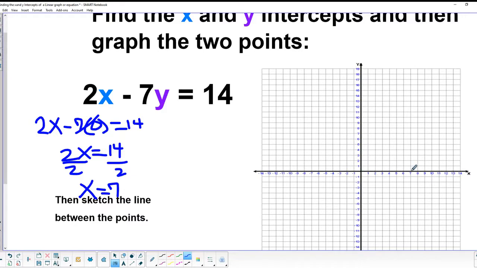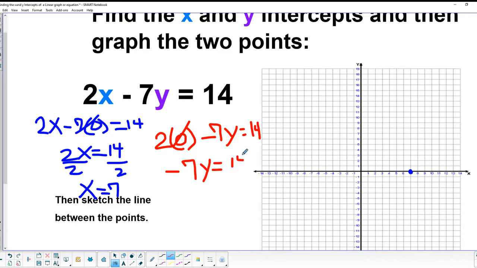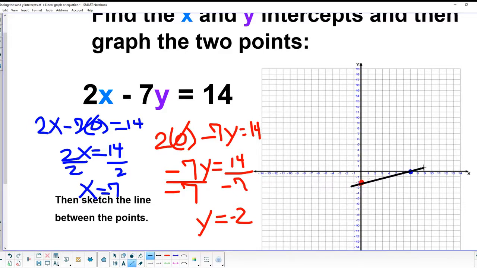So let's go ahead and graph that. Over 7, up 0. There's the x-intercept. Let's find the y-intercept. We will put in a 0 for x this time and resolve the same equation, this time for y. This cancels out, and I'm left with negative 7y equals 14. Divide both sides by negative 7, and that's going to give us a y-intercept of negative 2. So we come down to (0, negative 2). There's our y-intercept. And then we just sketch a line between the two. And there we go. So that's how you find your x and y intercept. Sketch a line through the graphed points, and you've got your answer.